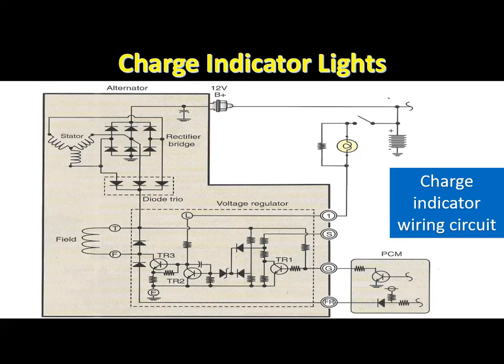Some charge indicator lights have a resistor connected in parallel with the bulb. When the ignition switch is turned on, current flows through the charge indicator bulb and parallel resistor to one of the alternator terminals. This current flows through the alternator number 1 terminal to the alternator field coil and electronic voltage regulator to ground, and the charge indicator light is on.